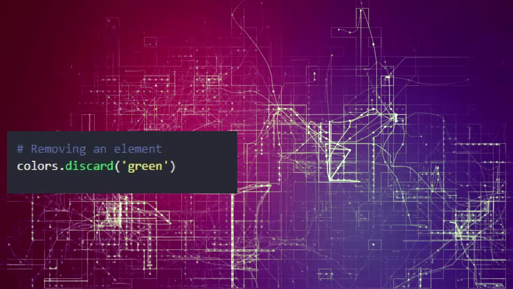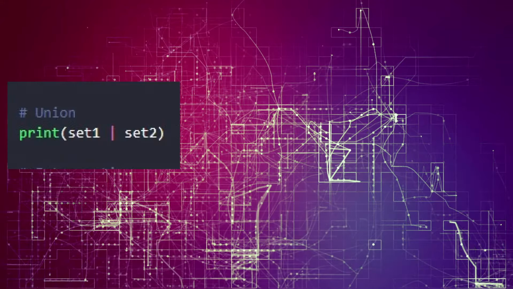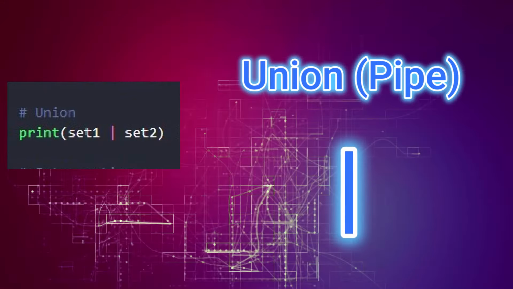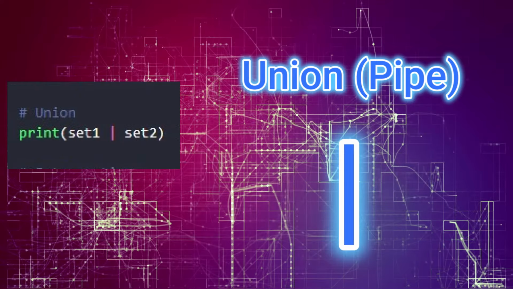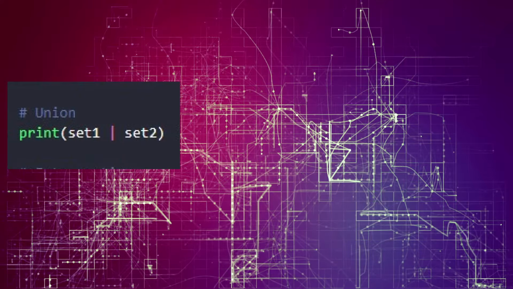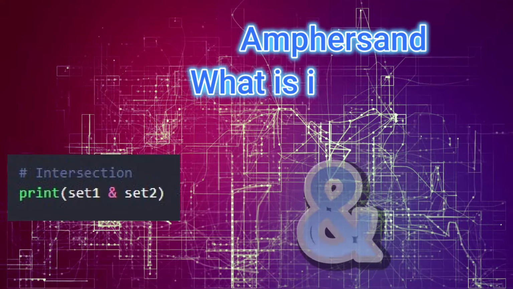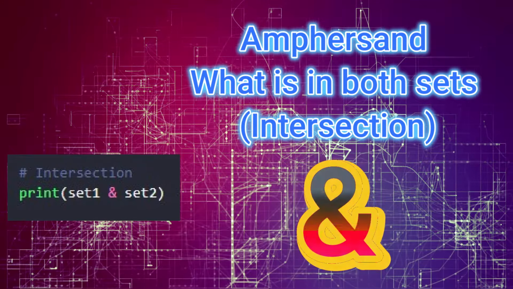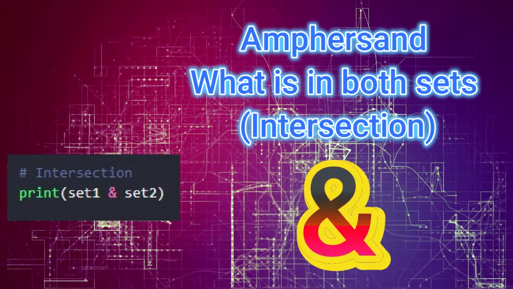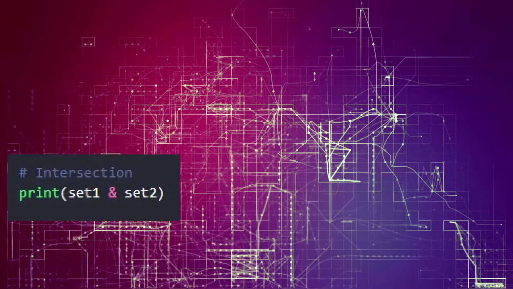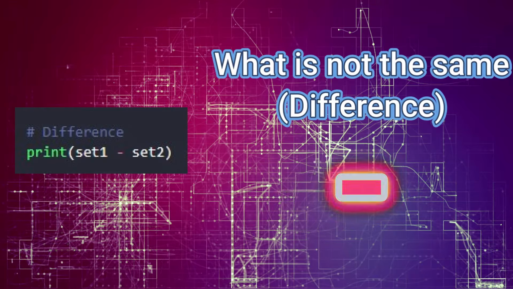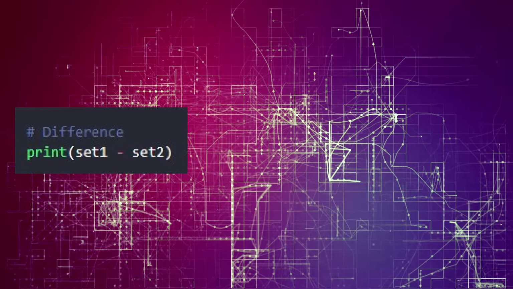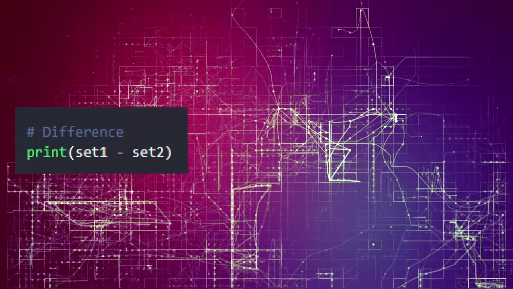Now, let's look at those union operators. The pipe will perform a union, which combines two sets, removing any duplicates, similar to the union concept in SQL. The ampersand will give you the result of what is the same in between the sets, commonly known as an intersection, while the minus sign will give you the difference between the two sets. In other words, all the values that don't match between the two different sets.